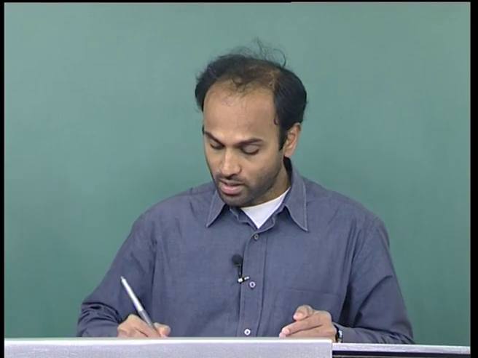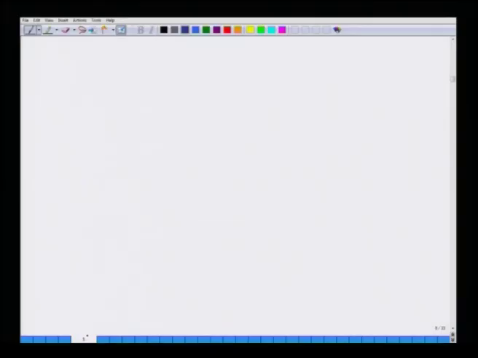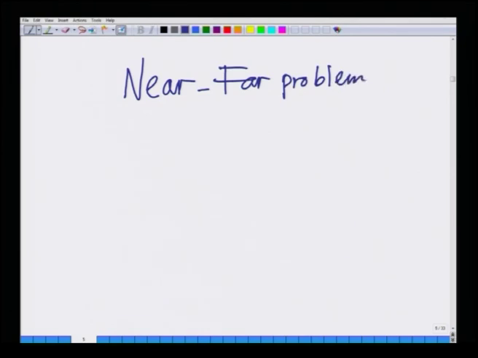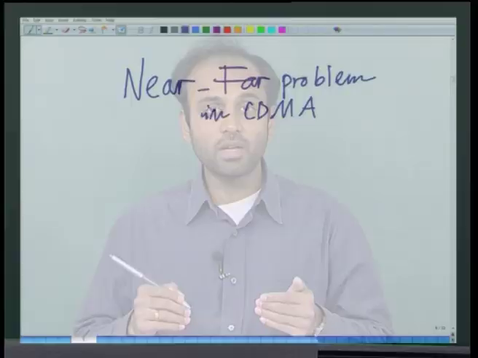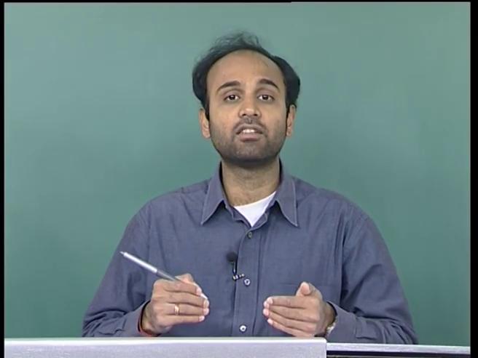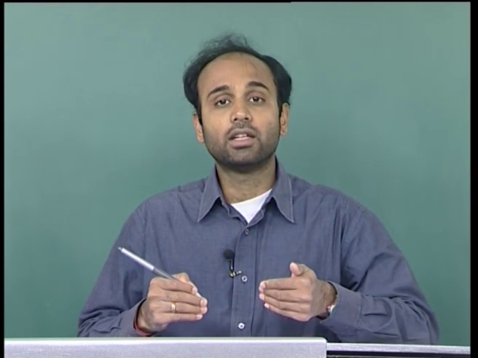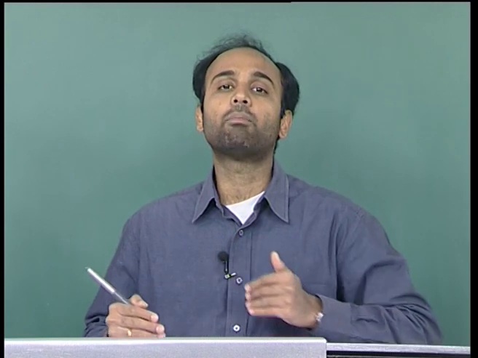This is known as the near far problem in CDMA. So, this is precisely the near far problem in CDMA, where a user who is closer to the base station, because of his transmitted power being much higher, drowns out the power of the farther user, or the user who is farther from the base station.